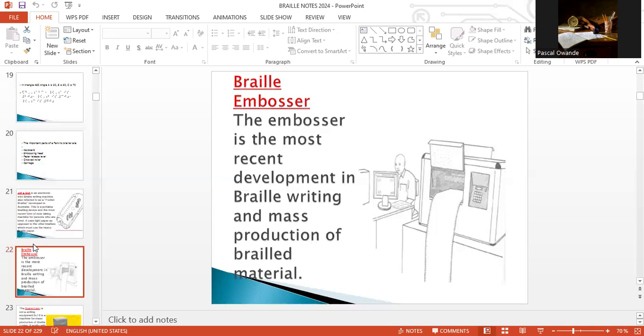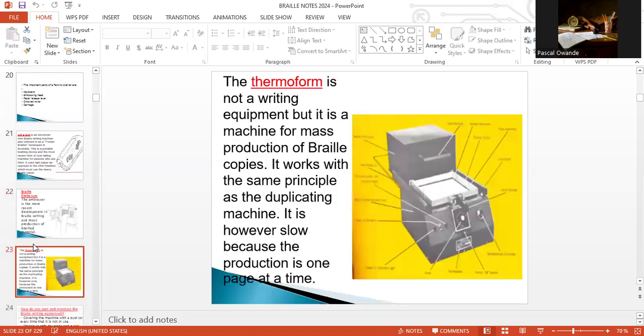We have the Braille embosser. The embosser is the most recent development in Braille writing and mass production of Braille material. In other words, a Braille embosser works similarly to a printer. The difference is that it is able to emboss the information into raised dots on a special thread-like paper material.